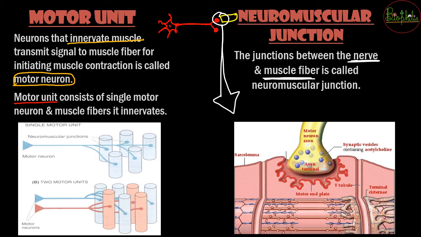But the entire thing over here that we are understanding, this is what? This is one motor unit. Right, the neuromuscular junction is a part of the motor unit. So the difference between the two needs to be understood so that they are placed together over here.